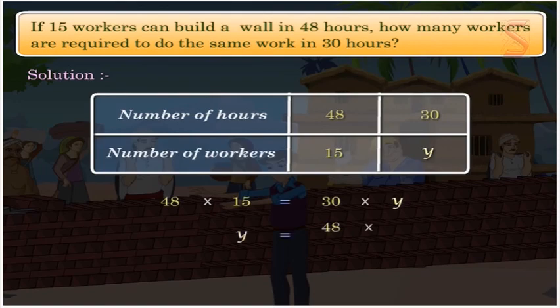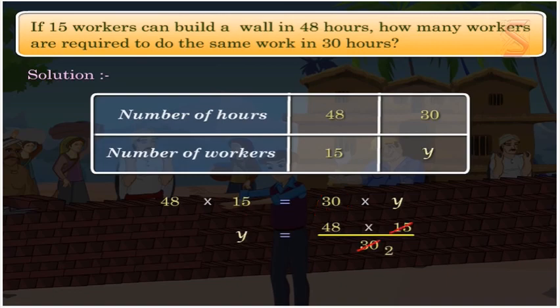So y is equal to 48 into 15. y remains there itself, and 48 into 15 also remains there itself. 30, which is on the side of y, will shift to the other side. 30 here has multiplication. If it goes to the other side, it becomes division.